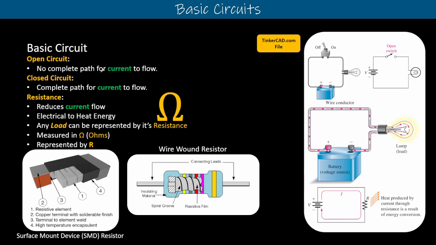So we're going to call an open circuit no complete path for current flow, which means the circuit is off. A closed circuit is a complete path for current flow, meaning the circuit is on.